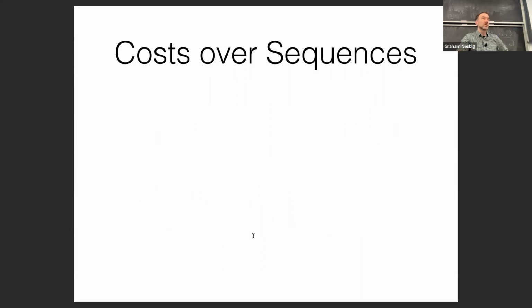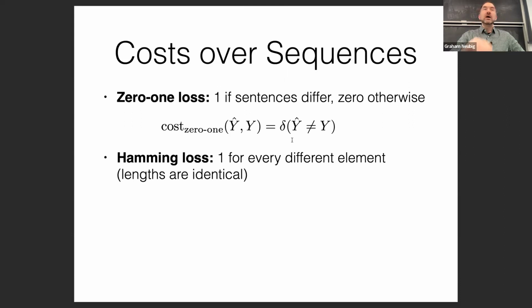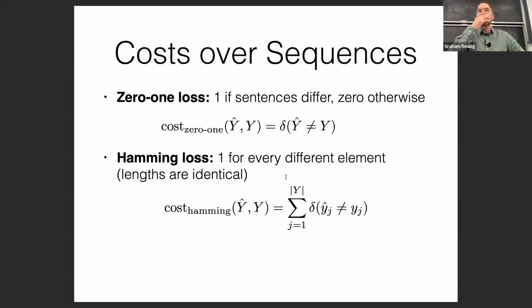So because we're talking about NLP here, we also would like to talk about costs over sequences. There's a lot of costs that we could have over sequences. One is the 0-1 loss, where it's 1 if the output sequence differs and 0 otherwise. So basically what that says is if any single element in the output sequence is different, then the model is penalized. Another thing we can do is we can have a Hamming loss, where we have a 1 for every different element. And this works when the lengths of the different sequences are identical. So basically, now it's the sum of all of the mistakes.